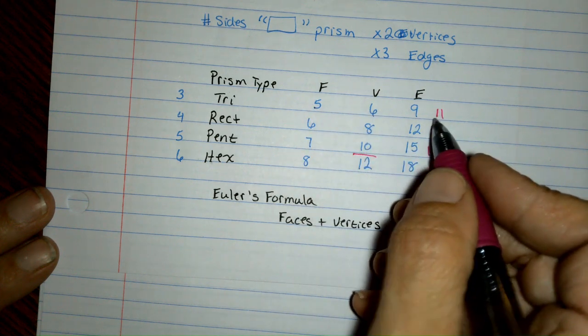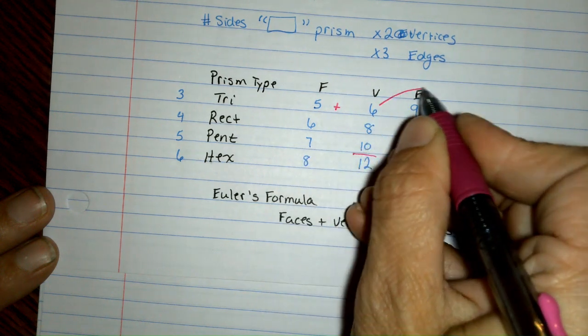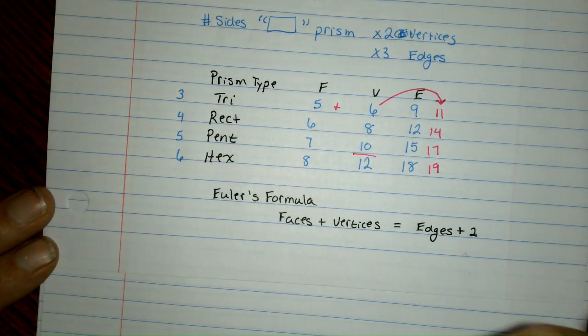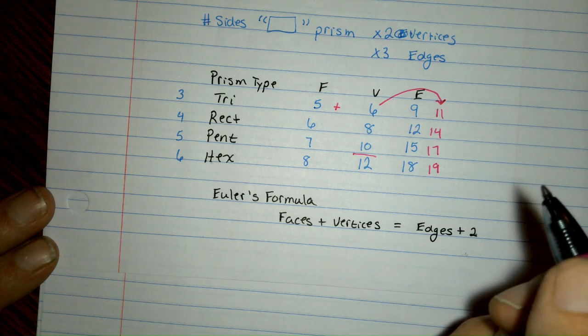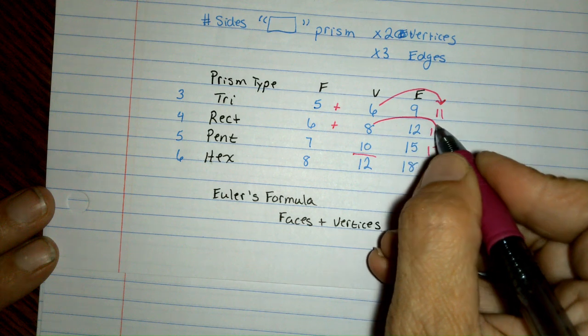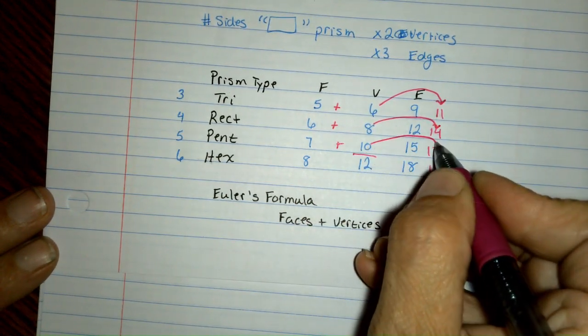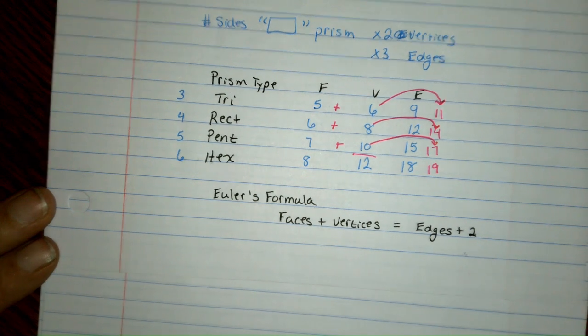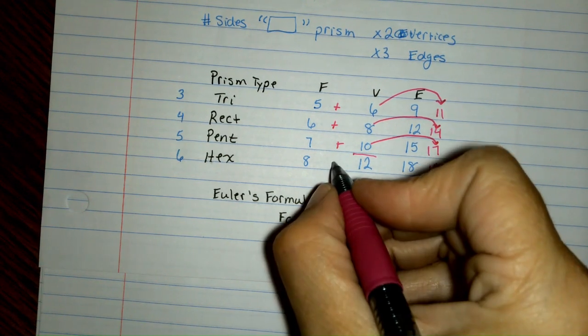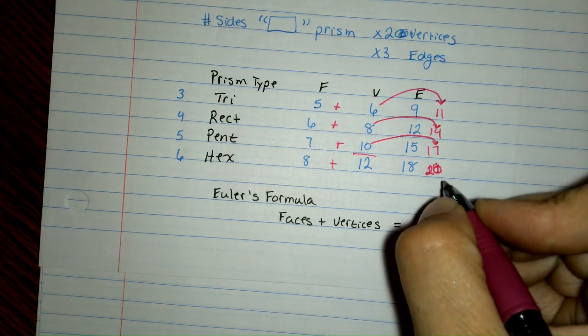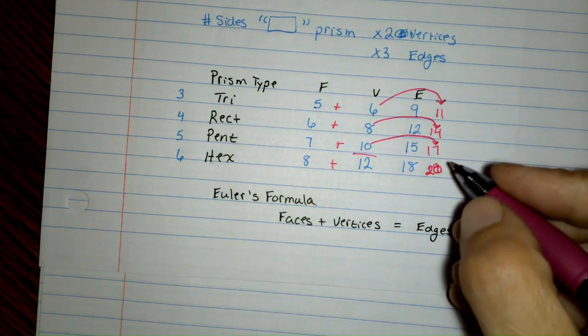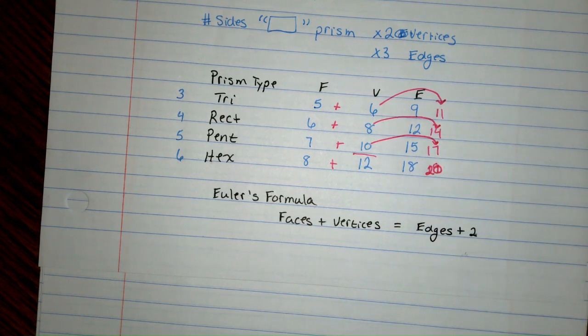Okay, 5 plus 6 is 11. Six plus 8 is 14. 7 plus 10 is 17. 8 plus 12 is 20, which happens to be what 18 plus 2 is. I don't know why I said 19. I do. I said 17 plus 2 in my head. Got to make sure you stay on top of things sometimes. So Euler's formula definitely holds up, and it's nice that we can see a relationship between the faces and the vertices, and this is on a prism.